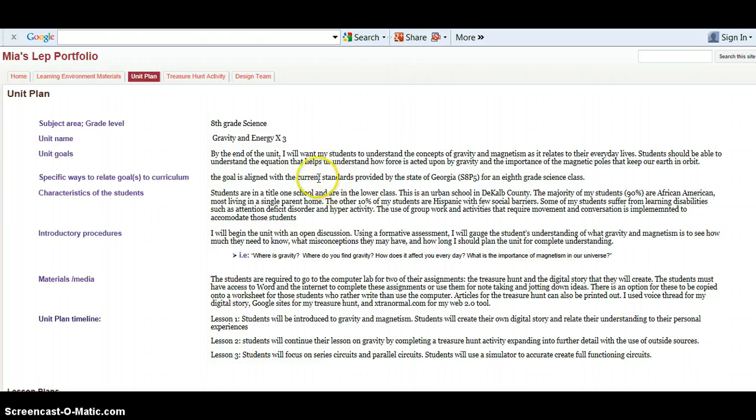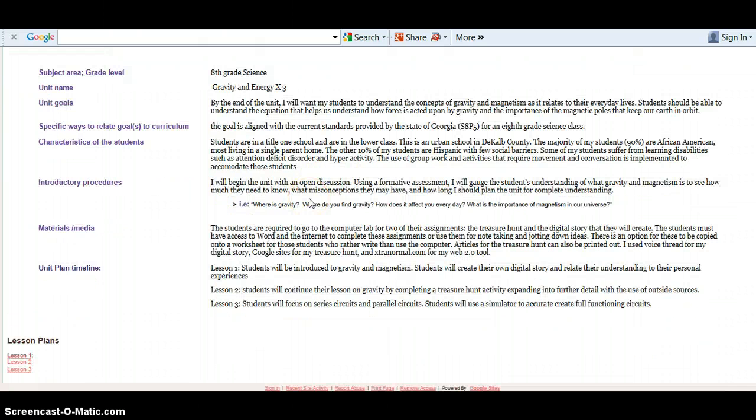The characteristics of these students: they are going to be in an urban setting in DeKalb County, mostly African American at about 90%. 10% will be Hispanic and a few other racial groups. Not too many social barriers, but some of the students will have learning disabilities, ADHD, attention deficit disorder, and hyperactivity. So group work and activities are implemented to accommodate those students.